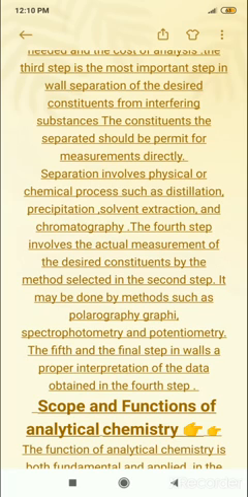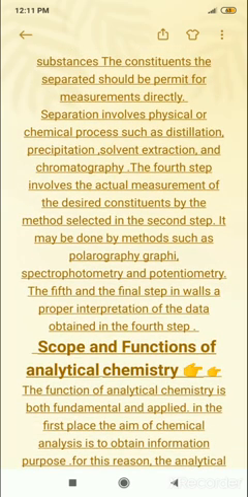The fifth and final step involves a proper interpretation of the data obtained in the fourth step. The fifth one is last. That is, the final step involves the proper interpretation. You find the data, you find the readings. From that data you must interpret the best results from whatever we are finding.